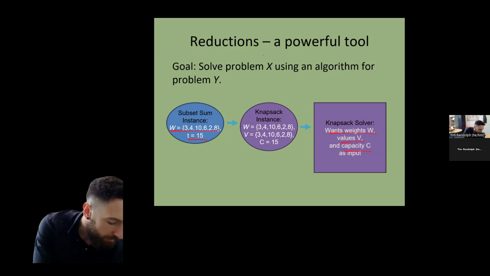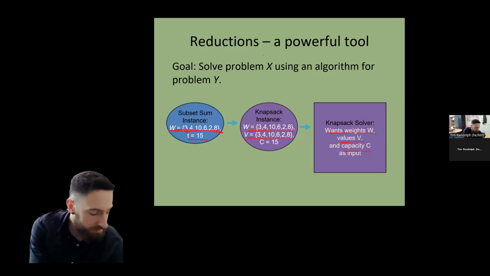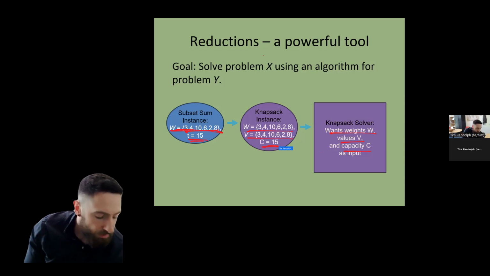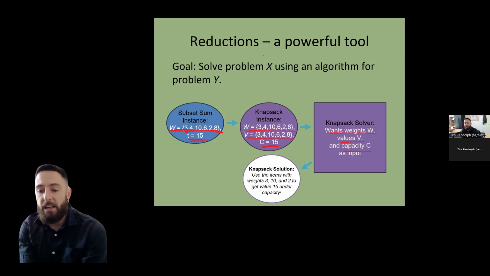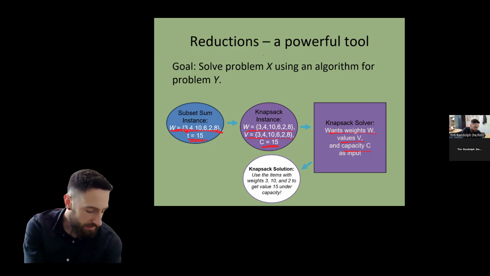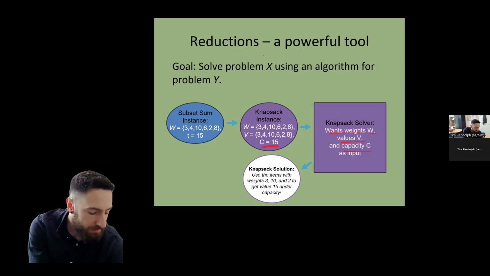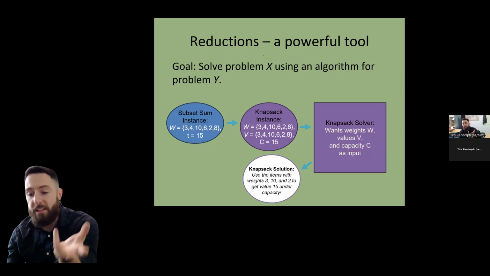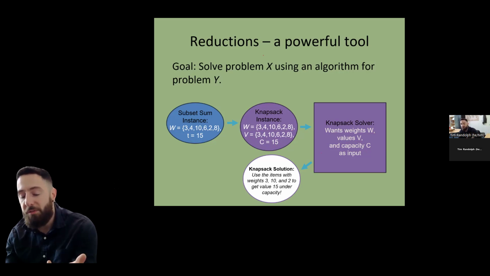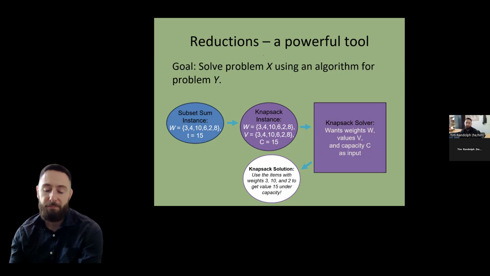That is, if we have this set of weights, we'll copy it twice to create the set of weights and values. If we have a target T, we'll set the capacity to 15. Now we have a knapsack instance, so we can pass that to our knapsack solver and get a knapsack solution. In this case, our solver will say something like, use the items with weights 3, 10, and 2 to solve this knapsack instance optimally and get value 15 with capacity only 15.